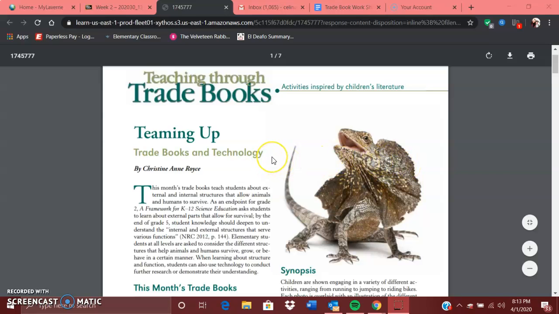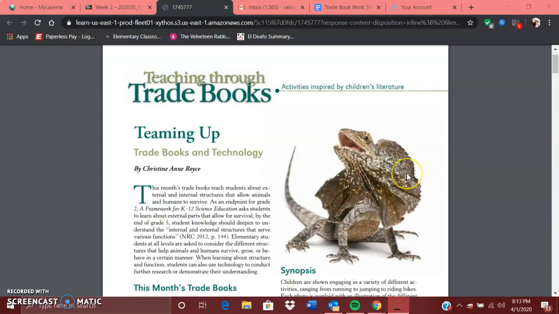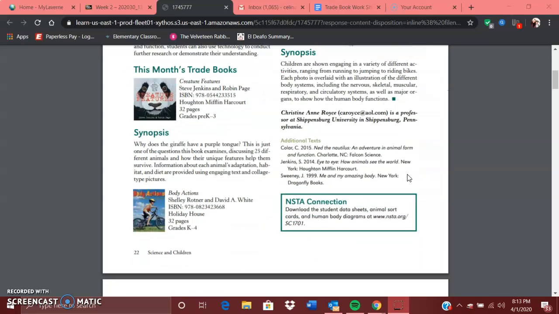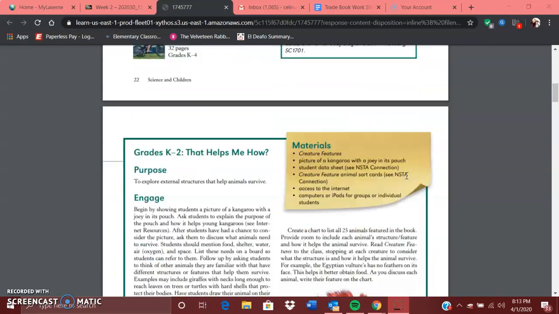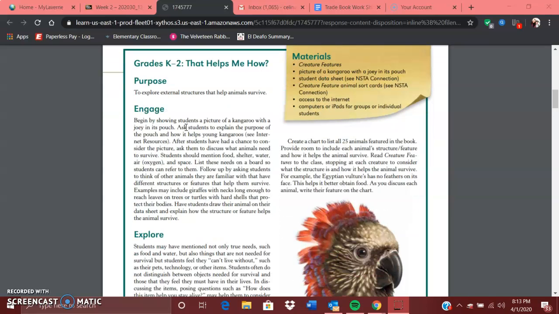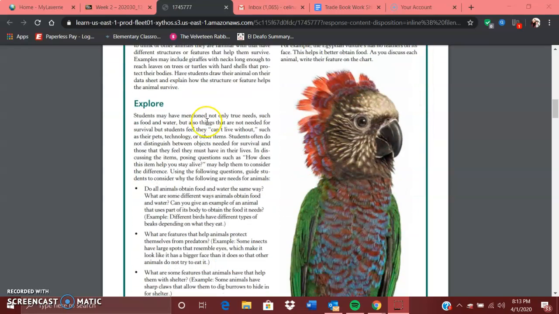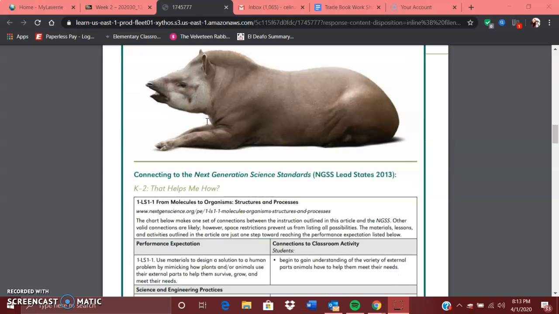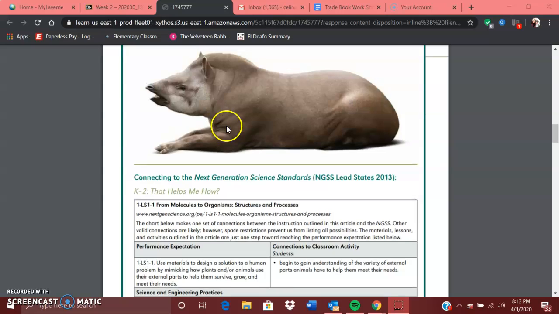I chose textbooks and technology. This is the article that I had, Teaching Through Trade Books: Teaming Up, Trade Books and Technology by Christine and Royce. There were two different activities. I chose to do the one that helps me how. The purpose of it is to explore external structures that help animals survive, like survival instinct. So there's engaging, exploring, and it also connects to the NGSS Lead States 2013.